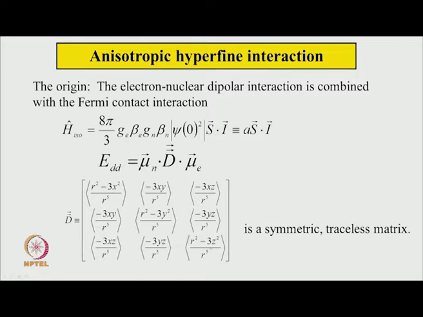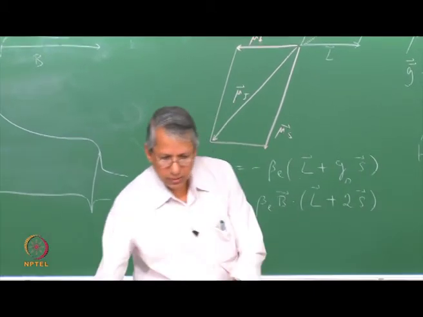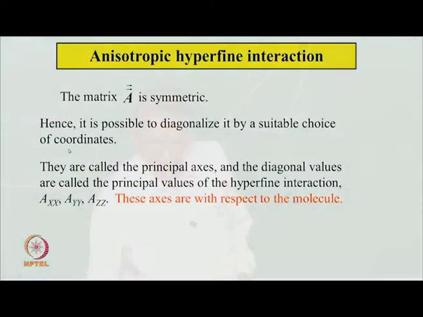But here if you take the average of the diagonal elements, this turns out to be 0, that is, the average dipole interaction is 0. That again, in solution where tumbling motion is fast, one does not see this, but it is not true in frozen solution or in crystals. So, matrix A is symmetric, hence, again similar to this, we should be able to diagonalize the matrix by choosing a suitable axis.